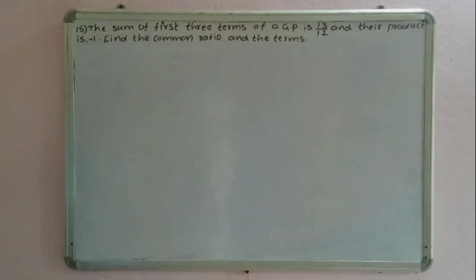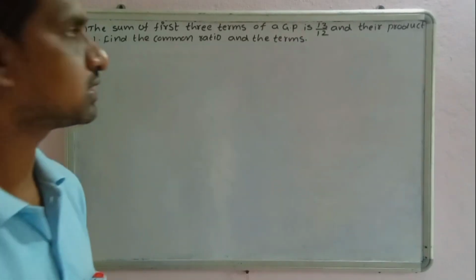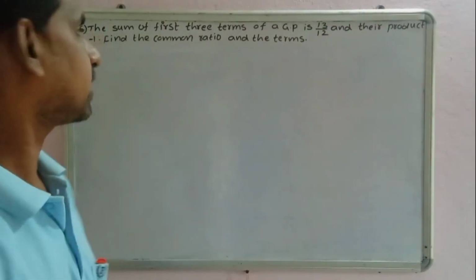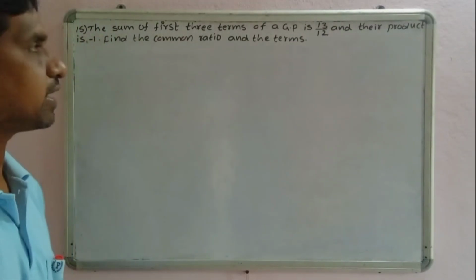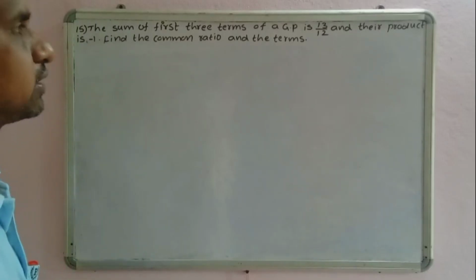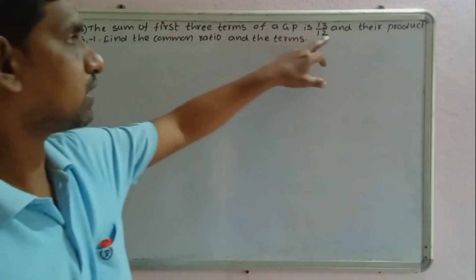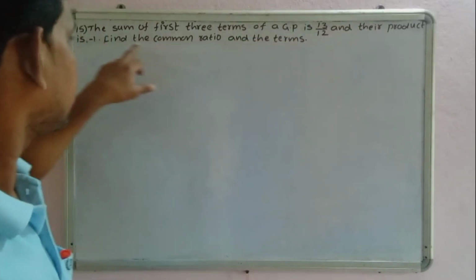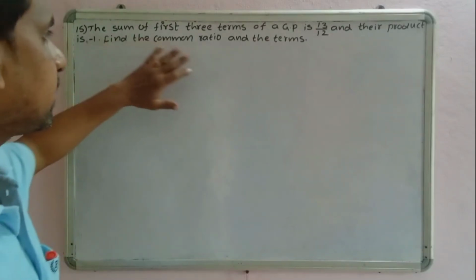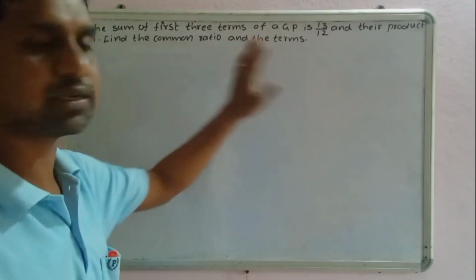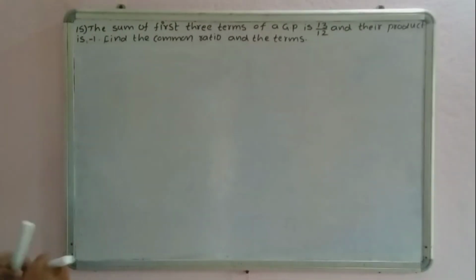The sum of first 3 terms of a GP is 13 by 12 and their product is -1. Find the common ratio and the terms. Okay, if we take 3 terms, their sum should be 13 by 12 and the product should be -1. Then what is the value of the common ratio r, and what are the 3 terms? Okay, see the solution.